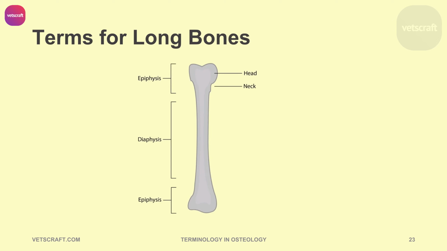Head is the proximal articular end of the bone, whereas neck is the adjacent part of it connecting the shaft of the bone. The neck region of the bone is present between the head and the shaft. Epiphysis is the end region of a long bone. It is referred to as proximal and distal. Diaphysis is the long, relatively straight main body of a long bone, also known as the shaft.